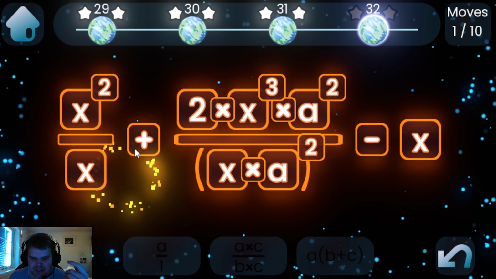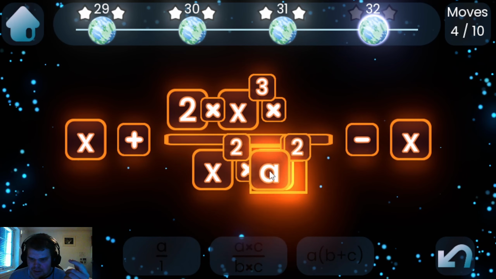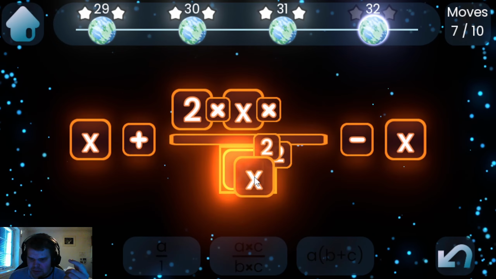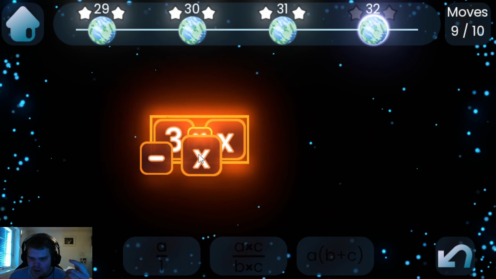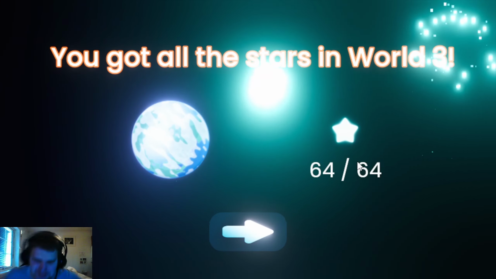Oh, holy crap! Yes, I love this. Let's go. I think I have to... Is this even gonna be the least amount of moves here? This is a challenge. Oh, perfect. All right, so that should be all the stars in World 3. Let's go.